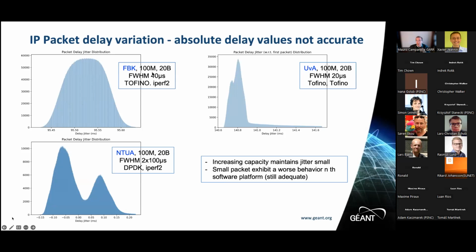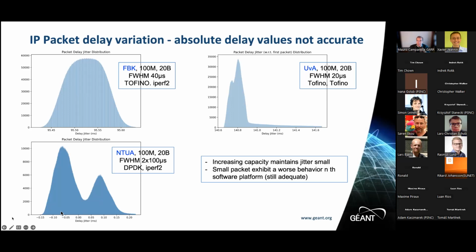Higher speed, 100 meg, 20 bytes, very clean, 40 microseconds, even with iPerf as a generator. Very clean also from Netherlands, 100 meg, 20 bytes, 20 microseconds, because the packet generation in hardware actually simplifies and makes much more clear what are the effect of the generator and the effect of the network. This is what we are looking at.